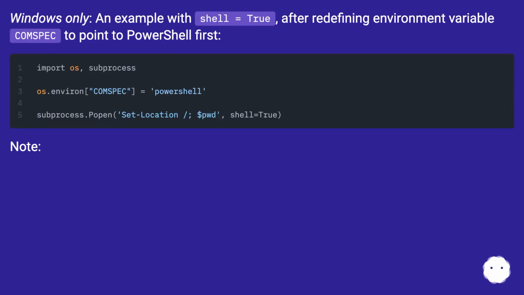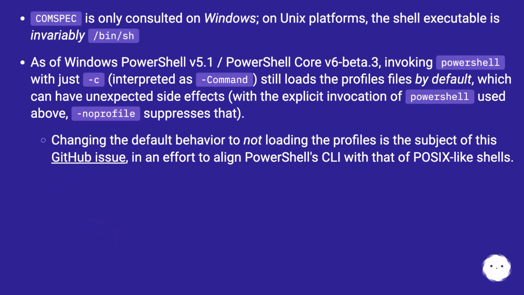Note: COMSPEC is only consulted on Windows. On Unix platforms, the shell executable is invariably /bin/sh.